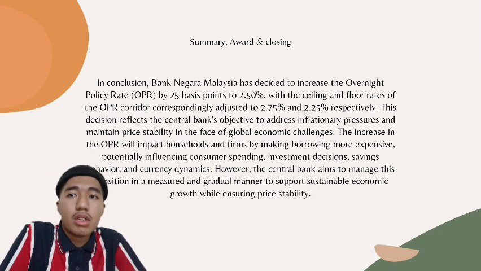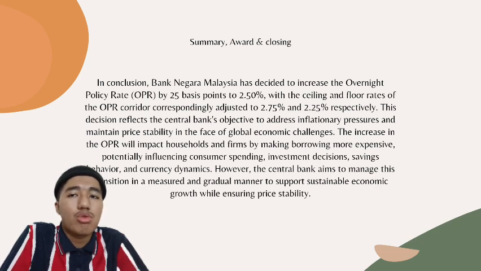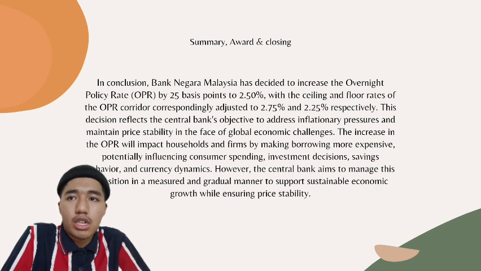In conclusion, Bank Negara Malaysia has decided to increase the overnight policy rate OPR by 25 basis points to 2.50% with the ceiling and floor rates of the OPR corridor correspondingly adjusted to 2.75% and 2.25% respectively. This decision reflects the central bank's objective to address inflationary pressures and maintain price stability in the face of global economic challenges. The increase in the OPR will impact households and firms by making borrowing more expensive, potentially influencing consumer spending, investment decisions, saving behavior, and currency dynamics.